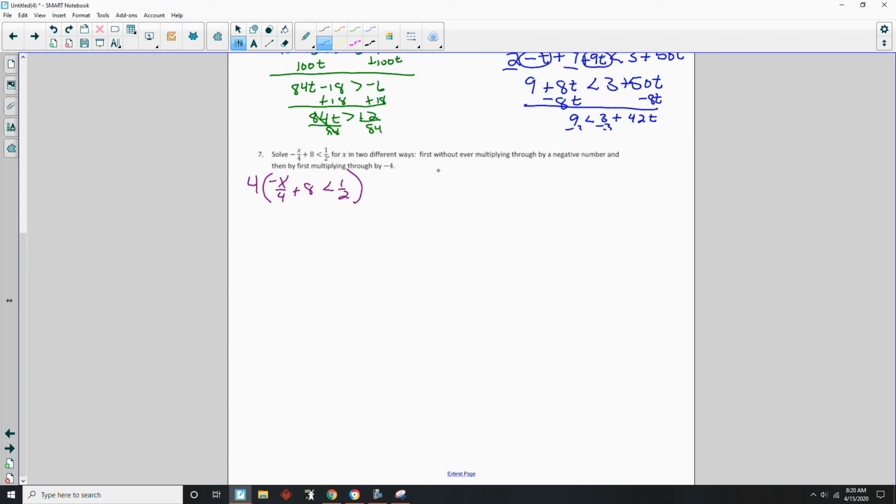Okay, least common multiple. Multiply through by 4. It says to, without ever multiplying through by a negative. 4 is not negative. So if I multiply this by 4, the 4's cancel. I'm left with negative x plus 8 times 4 is 32, is less than 4 times a half is 2. Okay, so multiplying by the least common multiple gets rid of the fractions. Then I'm going to move the 32 to the other side. And that's going to give me negative x is less than negative 30.